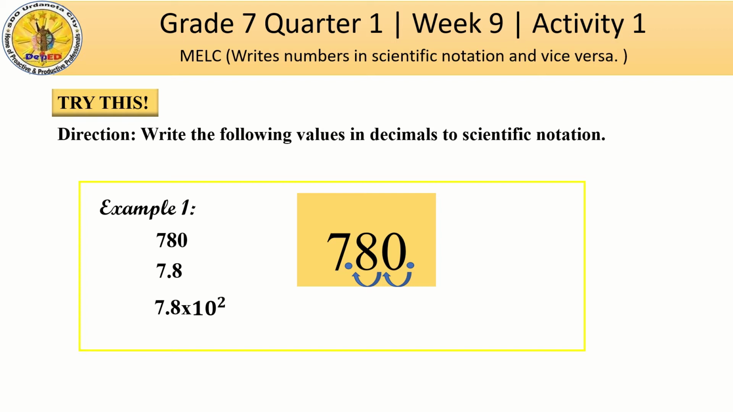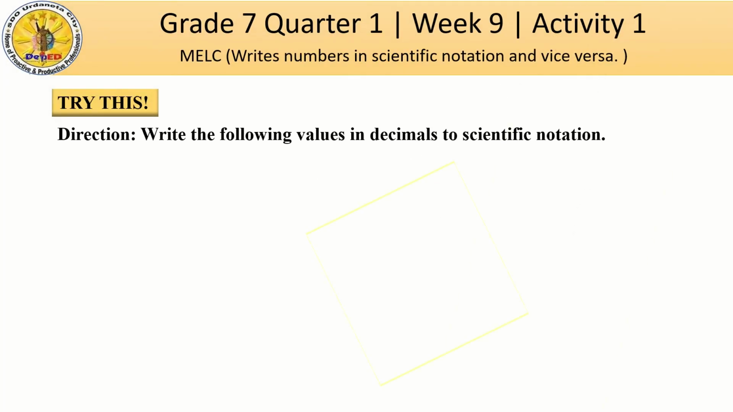Dalawang beses na nag-move, tama ba? Kaya, ang exponent natin dyan ay 2. Kung makikita nyo, ito yung exponent natin. This is the exponent 2. So, since the decimal moves towards the left, pa-left siya, itong exponent natin na 2 ay positive. Pakitandaan na kapag ang movement ay to the left, towards left, it is positive. Ang exponent ay positive yan. Another example.